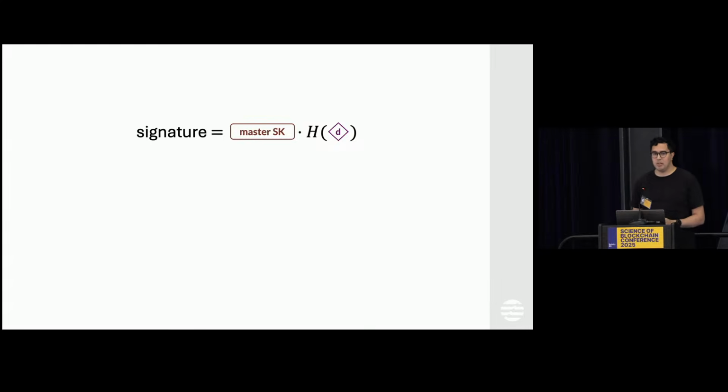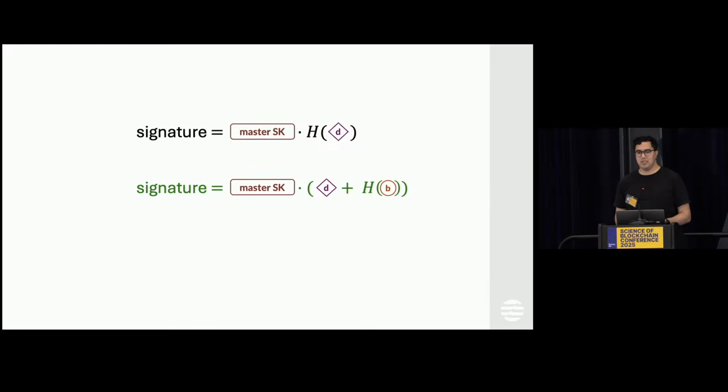So to finish instantiating our scheme, we're not going to solve this problem. We're just going to go around it. And the way we're going to go around it is by changing the BLS signature scheme. If you know anything about BLS, you know that the signing algorithm is actually very simple. All you have to do in order to sign a message, in this case D, is hash it into the group, and then do a scalar multiplication by the master secret key, and that's it. And recall the only part of this that's problematic is the hashing of the message.